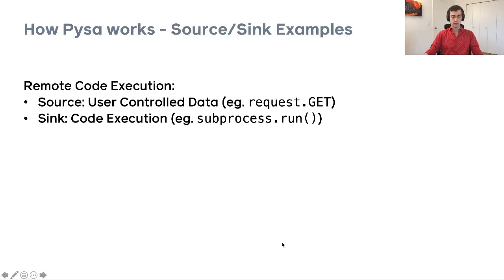So a simple example of this, if we wanted to be able to detect remote code execution, our source would probably be user-controlled data. So for example, if you're writing a Django web server, one of the ways user-controlled data can enter your application is through the request.GET dictionary, which contains all the parameters supplied as URL parameters. The sink would be any sort of code execution sink. So for example, one way to execute code in Python is through subprocess.run. So that might be the sink that we would define.